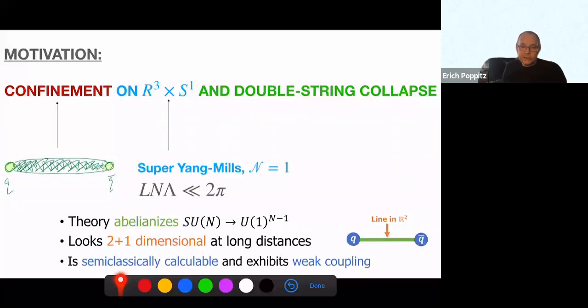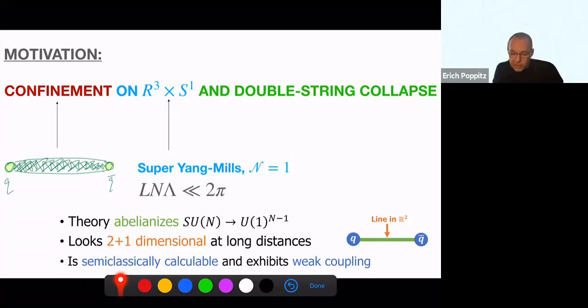A little bit more detail. Confinement is the fact that if you have, for example, a theory of pure glue and you introduce quark sources, the color field does not go to infinity like it would in electrodynamics, but a flux tube forms and there is a linearly growing potential between the two objects. What is interesting about R3 cross S1 is that there are various classes of theories where this phenomenon can be studied analytically. In this talk, I will just state what the properties of these theories are, because I cannot possibly dwell into the details.